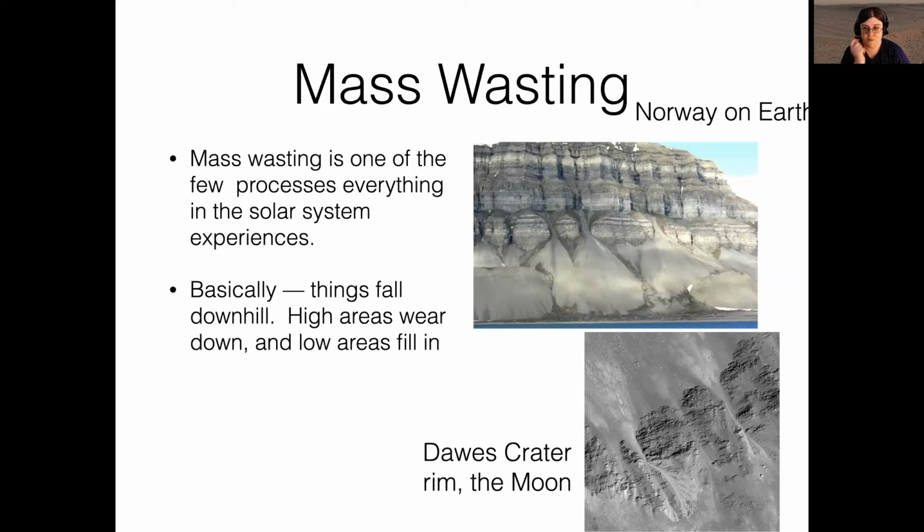So here are some examples. We have one on the top from Earth, where we have wind and water to break apart rock and ice and snow and all those fun things. But we can have it on the moon. You can see a crater rim of Dawes Crater on the moon showing mass wasting. So this is one of the few erosive processes that happens everywhere.